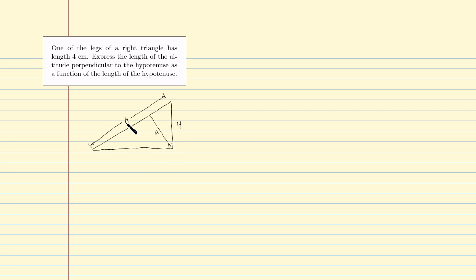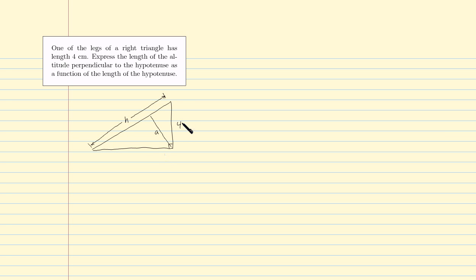Ultimately, we need a relationship between all three of these things so that we can find the altitude in terms of the hypotenuse. That's what we're after. We're trying to express the length of the altitude as a function of the length of the hypotenuse. But how do we get there? Well, what do we know right off the bat? We're looking at a right triangle. Maybe the first thing you think about is the Pythagorean Theorem.